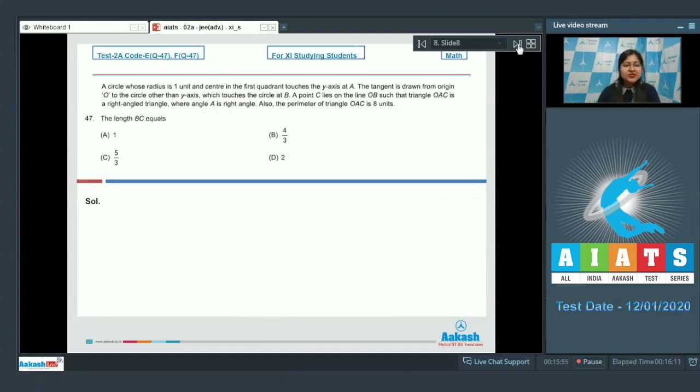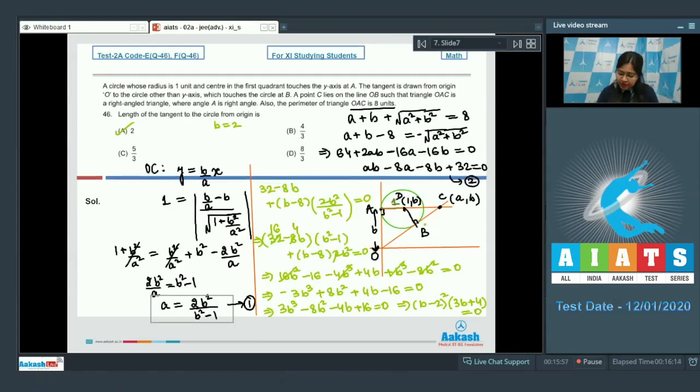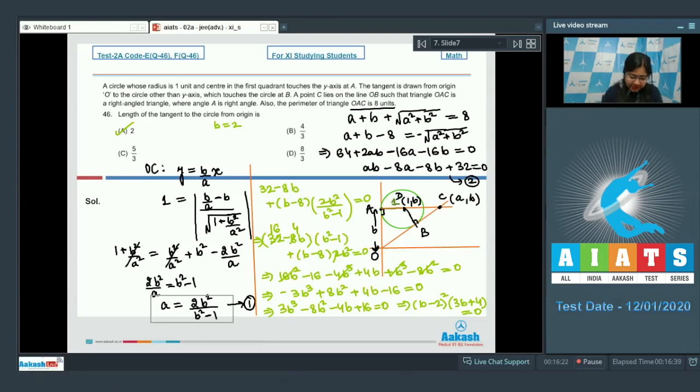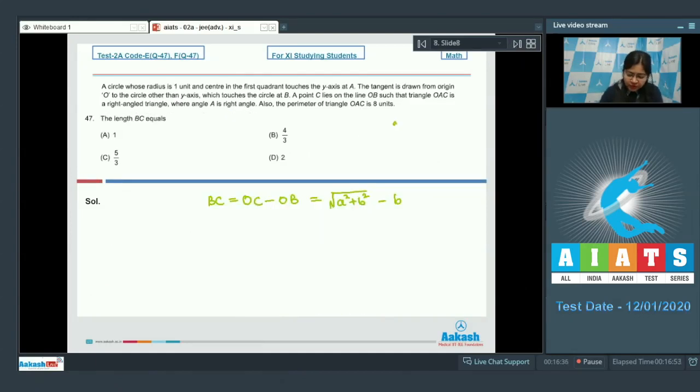Next, question number 47 says that the length of BC equals. Now here it can be seen that the length of BC can be found by finding firstly OC and OB. So BC is equal to OC minus OB. So OC is equal to root of a square plus b square, minus b. So let's find the value of a also. a is equal to, from equation 1, 2 into 2 square, that is 8, divided by 4 minus 1, that is 3. So we have a equal to 8 by 3 and b equal to 2.